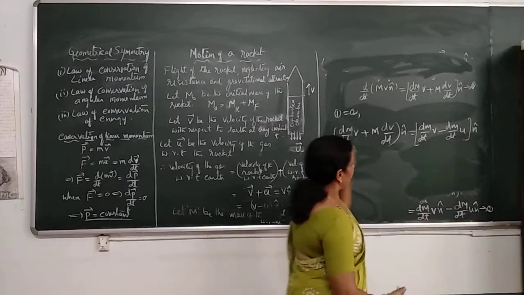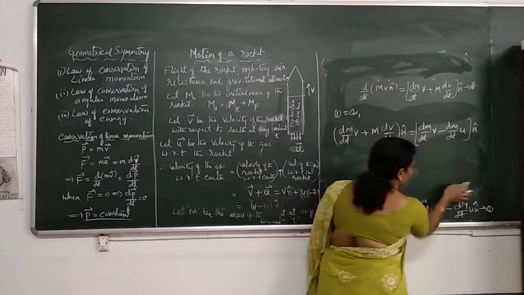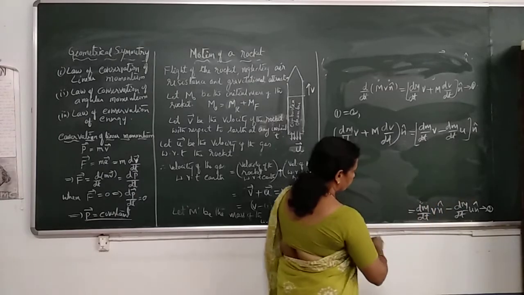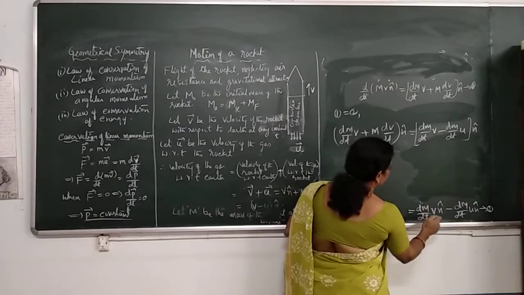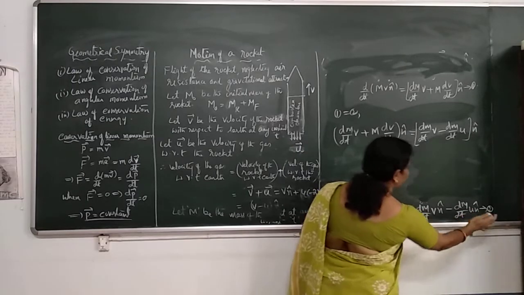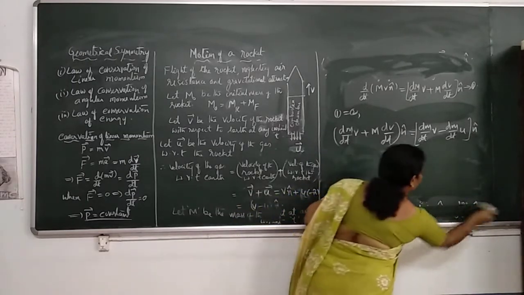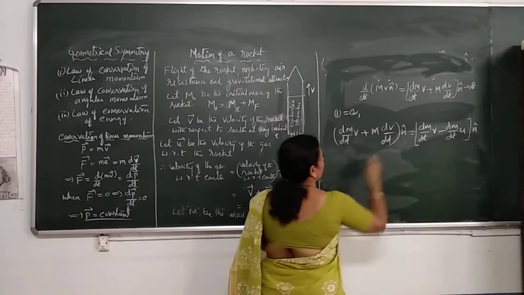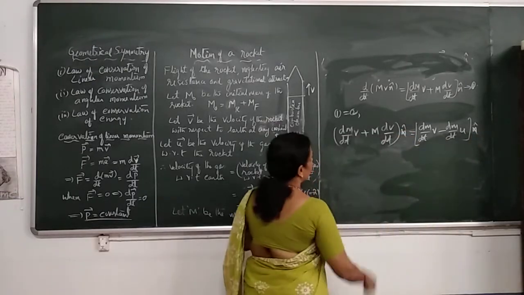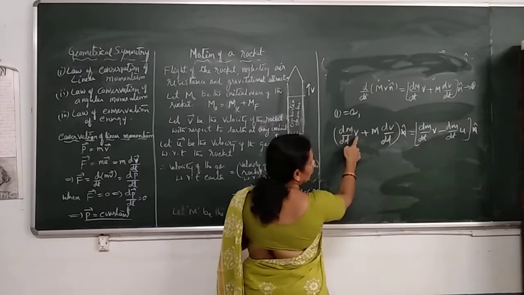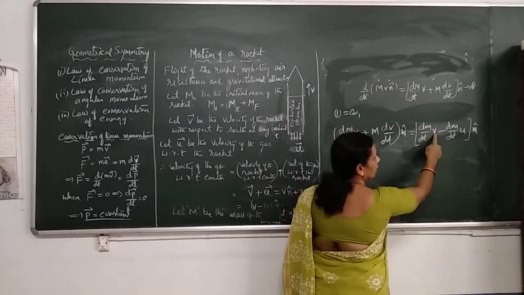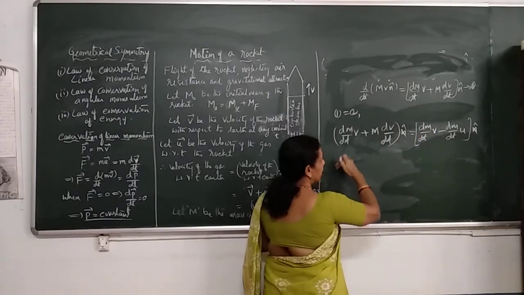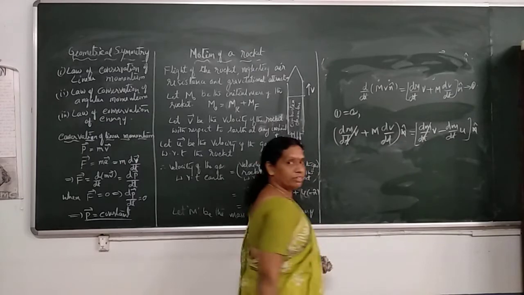So equating the two, we get these two: dm/dt v minus dm/dt u. Now simplify. N cap cancels. In the first term we have dm/dt v, and there also we have dm/dt v. If you take this term to the left hand side, it becomes minus, so the net value is 0.